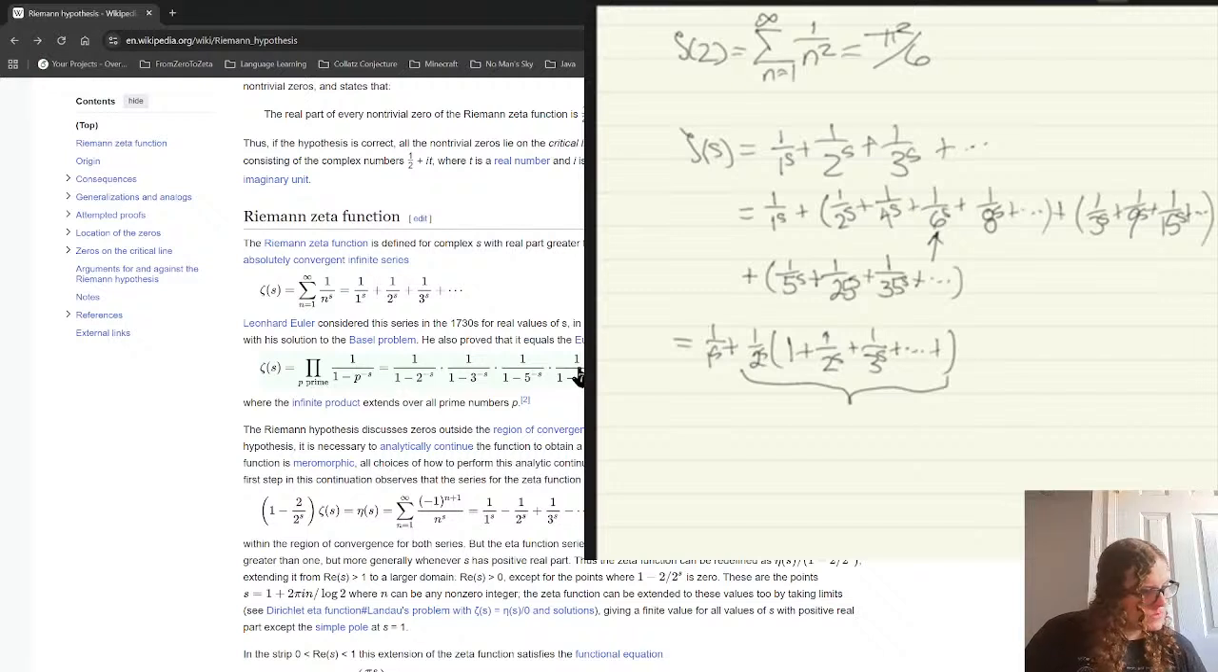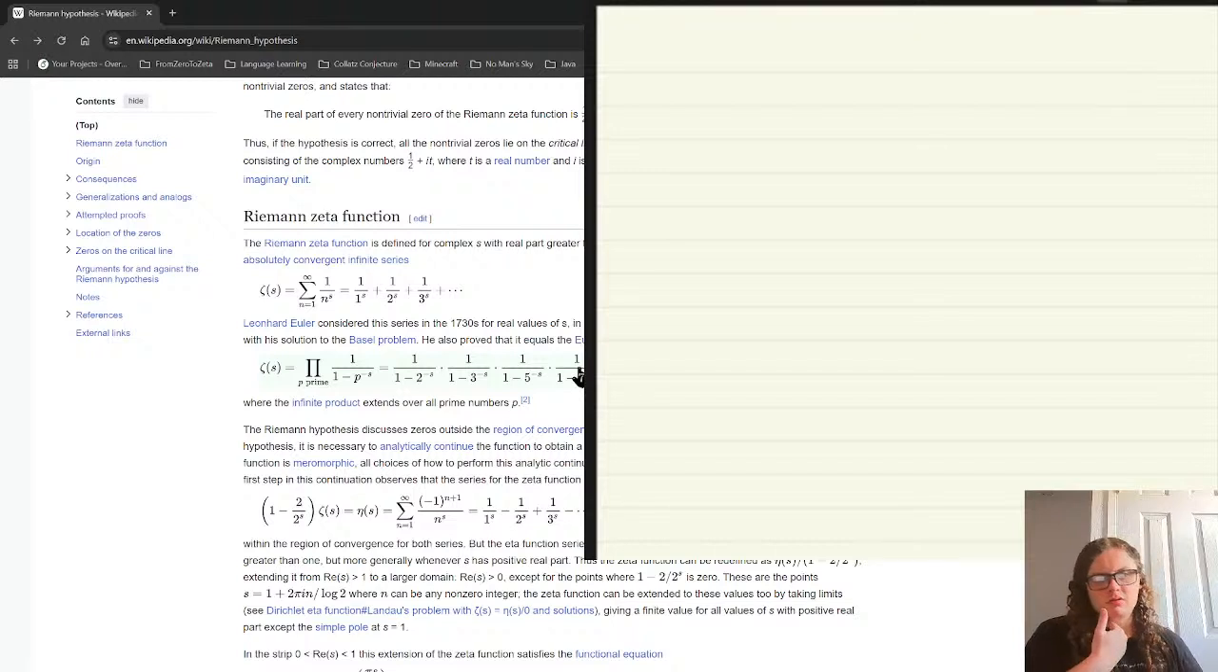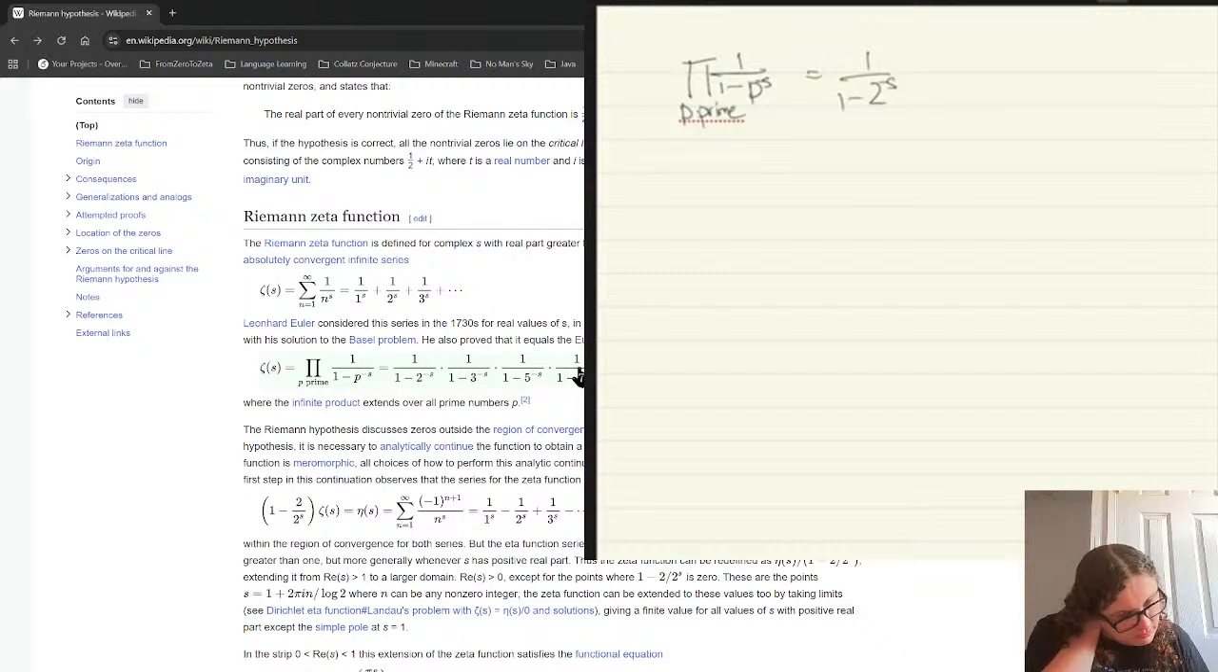Hmm. Okay, let's try approaching it from the other way. So we have the product of 1 over 1 minus p to the negative s, for p prime. And that's going to be 1 over 1 minus 2 to the negative s, times 1 over 1 minus 3 to the negative s, times 1 over 1 minus 5 to the negative s, and so on.